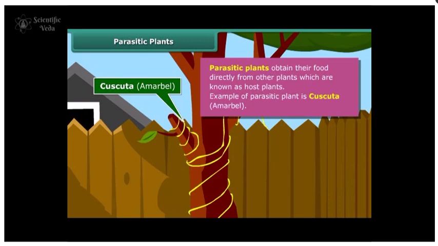You'll be surprised to know that it does not contain chlorophyll, so it takes ready-made food from the plant on which it is climbing. The plant on which it climbs is called a host.